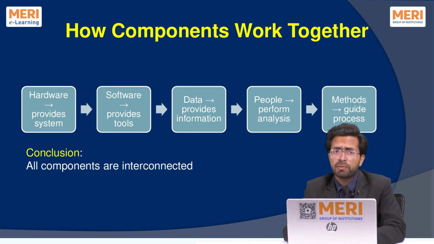Next is integration of components. Now that we have discussed all 5 components, let's understand how they work together. Hardware provides the infrastructure. Software provides analytical tools. Data provides information. People perform analysis and make decisions. Methods guide the process. All these components are interconnected. If one component is weak or missing, the entire system is affected.